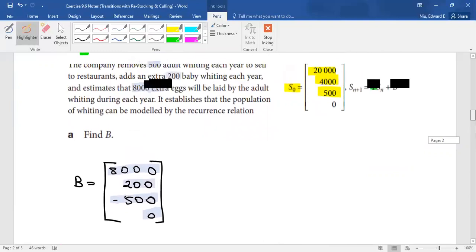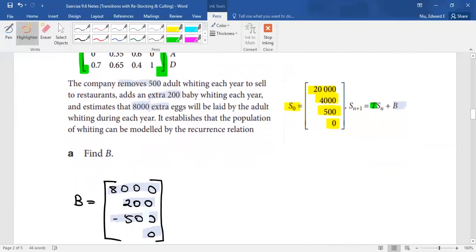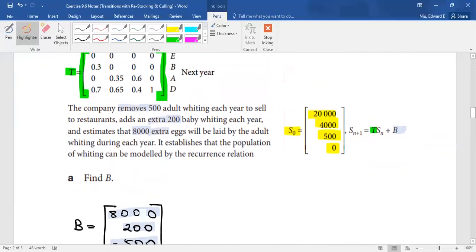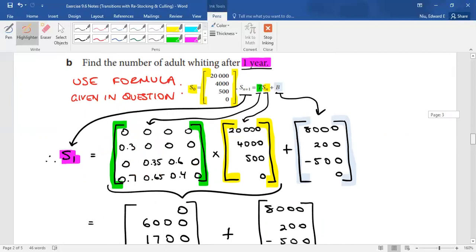Just trying to think what sort of questions you have. You might wonder why it's in 8,200, negative 500 and 0. Well, if you look at the 8,000 extra eggs, in the transition, eggs is first. If you look at the 200 babies, well, babies is second. That's why it's in the second row. If you look at adults, where it removes 500, that's why it's third, and then deaths is last, and we don't have any deaths to start with. That'll just be terrible if you bought a dead fish. It's bad business. So that's how we got the order. It's always eggs, babies, adults, death.